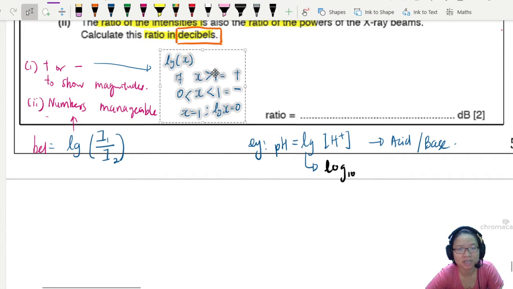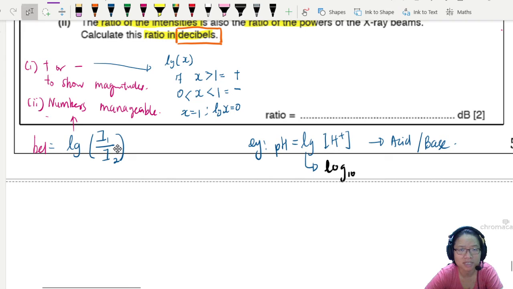Because if x is greater than 1 and you get positive, this means that this ratio up here, this I1 is bigger than I2. If x is between 0 and 1, that means I1 is less than I2. If you get 0, it means I1 is equal to I2. So you can show the relative magnitude. X cannot be negative. It also cannot be 0. Press your calculator, it will tell you.